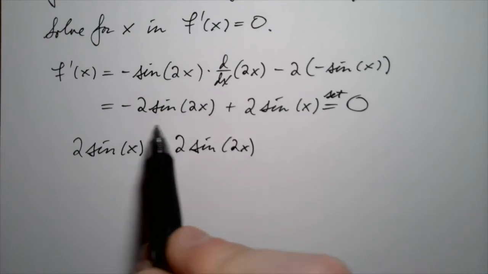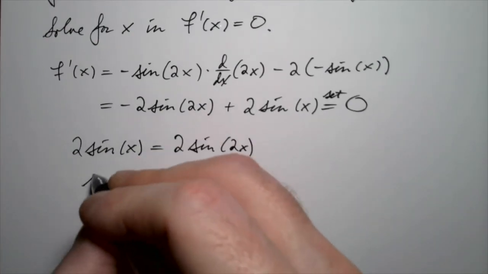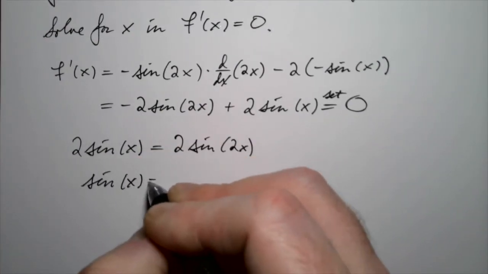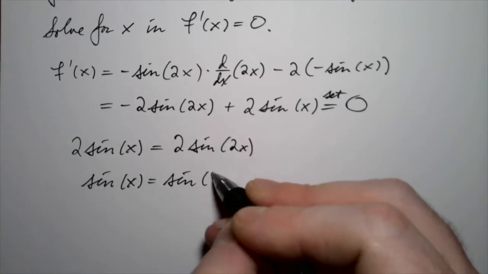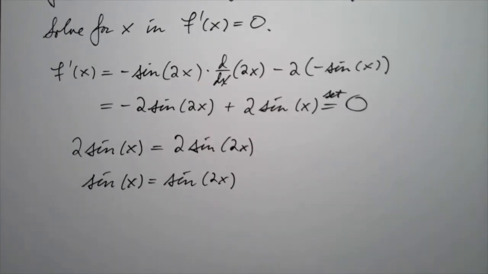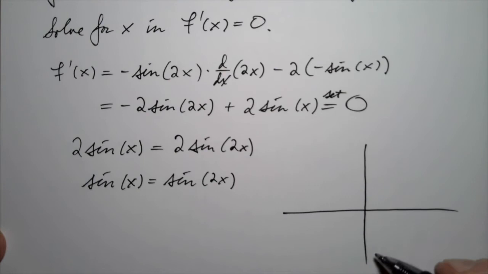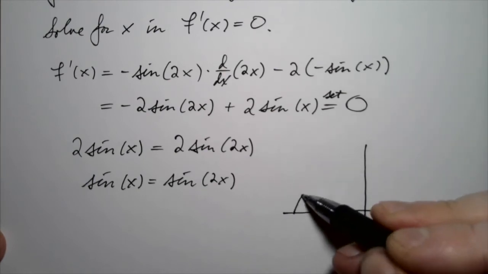I just moved this piece to the right-hand side. And now we can divide by 2. We get sine of x is equal to sine of 2x. So if we're asking for which x values is that true? One way to do this is by reasoning about angles on the unit circle.